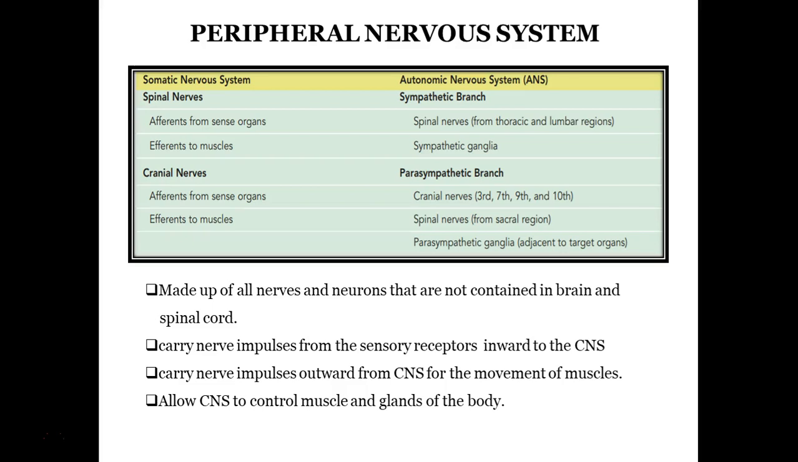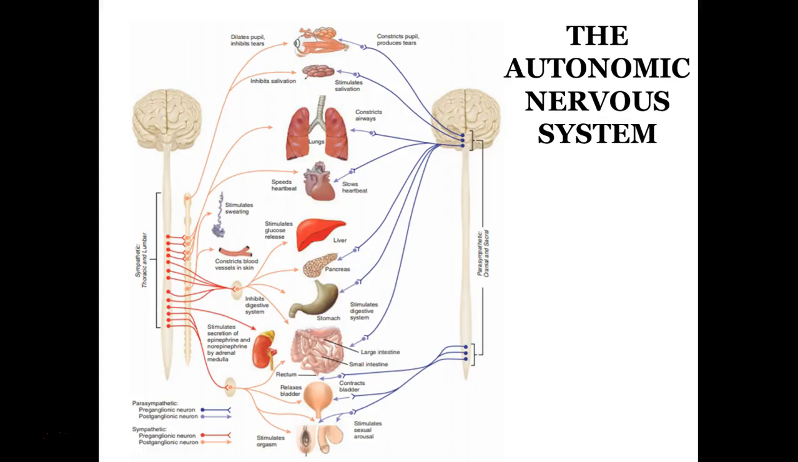But in case of the autonomic nervous system, we have one sympathetic branch, which has the spinal nerves from the thoracic and lumbar region of our spine and sympathetic ganglia. It has all that fight and flight response. But the parasympathetic branch has cranial nerves, spinal nerves from the sacral region, and parasympathetic ganglia. To understand it in detail, the autonomic nervous system, as you can see in the diagram, has two branches, parasympathetic and sympathetic, as already labeled there.